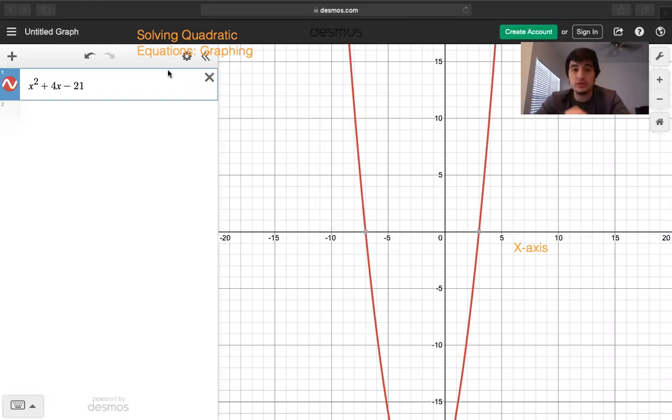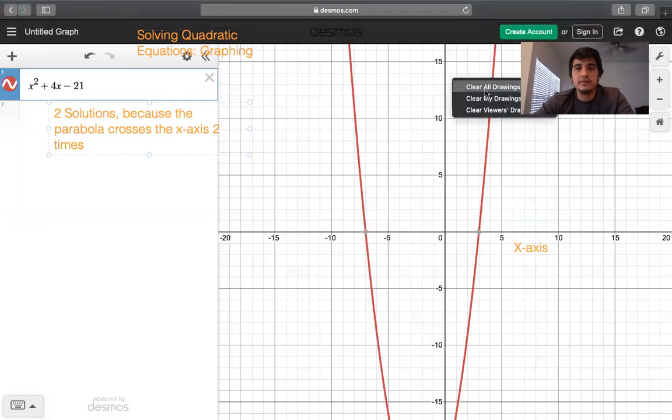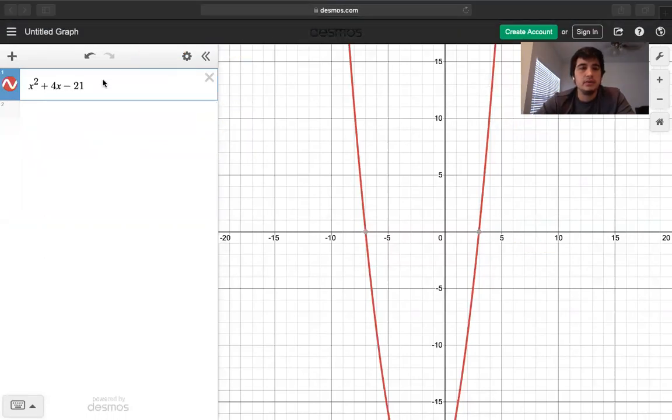That is two solutions, okay? So this parabola right here has two solutions, and we'll get to finding those in the next examples. So it has two solutions because the parabola, the quadratic, crosses the x-axis 2 times. That's it. It crosses it 2 times, two solutions. Easy, right? It's a lot easier than factoring. Okay. So that's the first example. So let me clear all this stuff. And let's go to the second one.